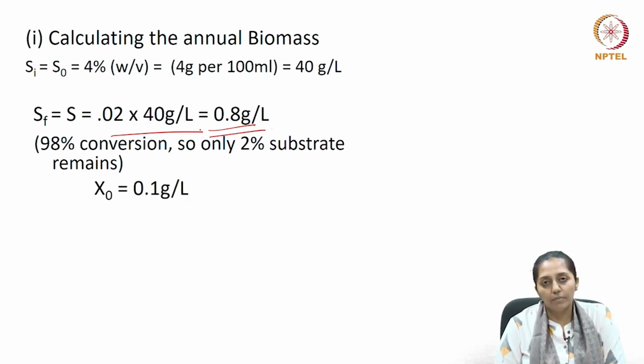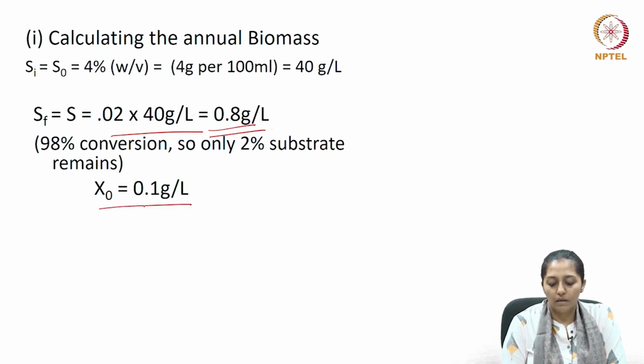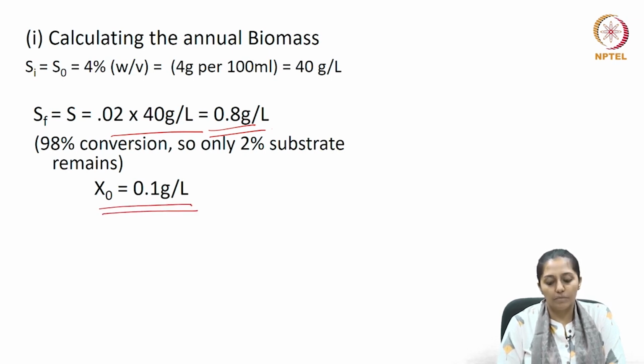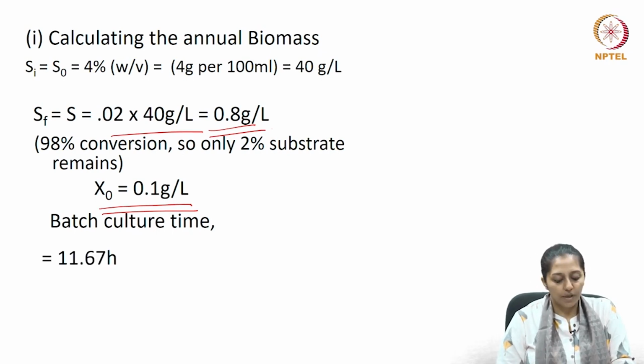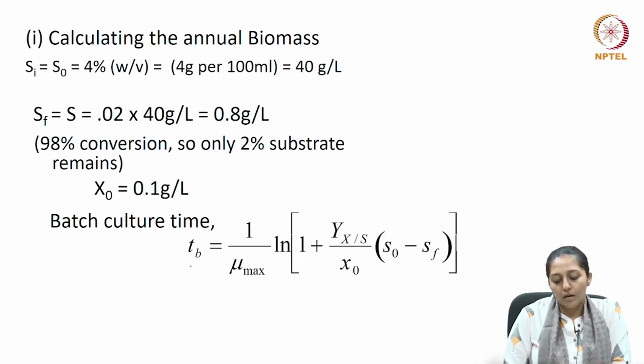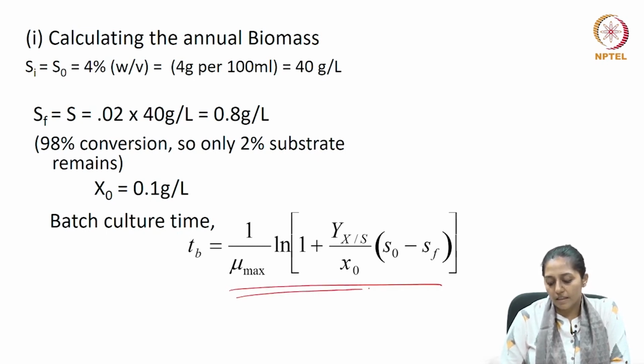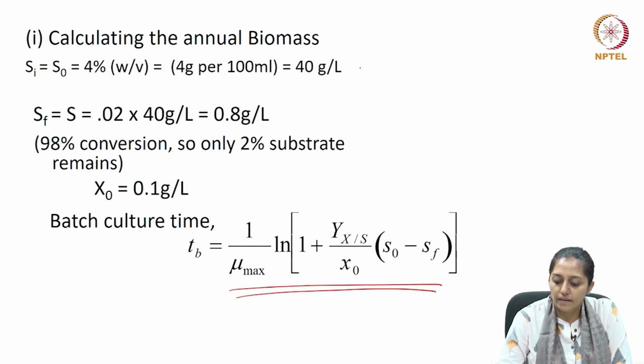Now, if the initial biomass concentration was given as 0.1 grams per liter, we can calculate the batch time. It is given as 11.67 hours. How? Now, your batch time can be calculated as given in this equation, which I have underlined on the slide. Any guesses how we have reached this equation? So, let us see that.